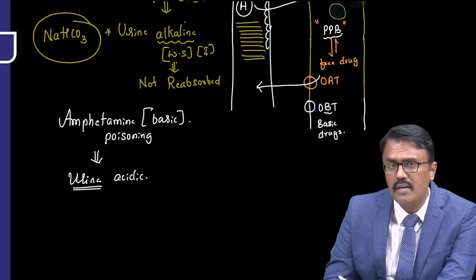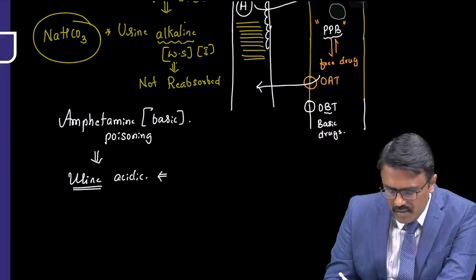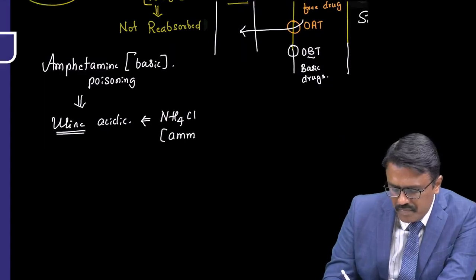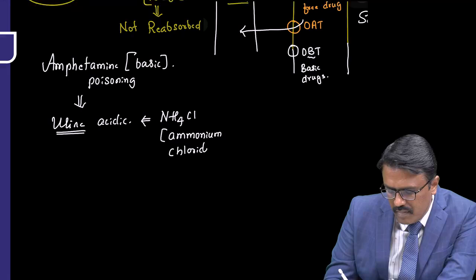Urine should be made acidic. Now how do I make the urine acidic? By using NH4Cl. NH4Cl is called ammonium chloride. That will make the urine acidic.